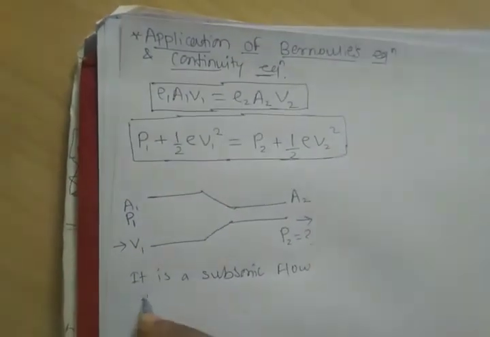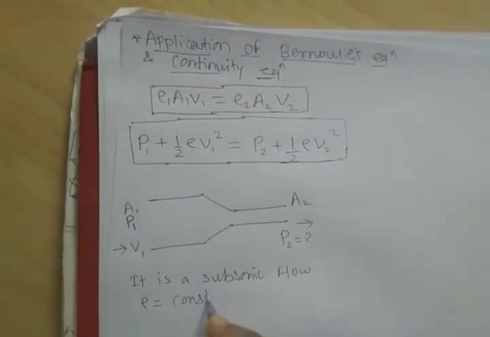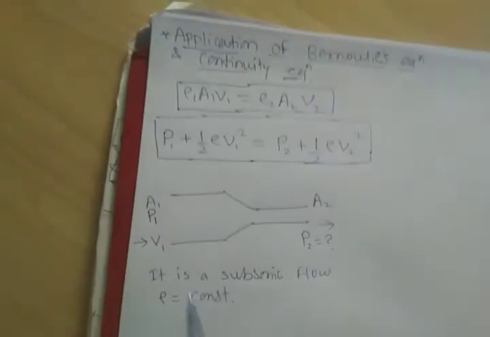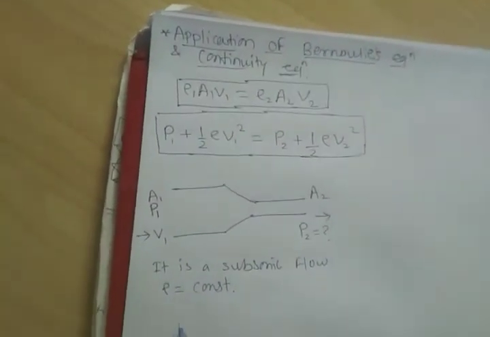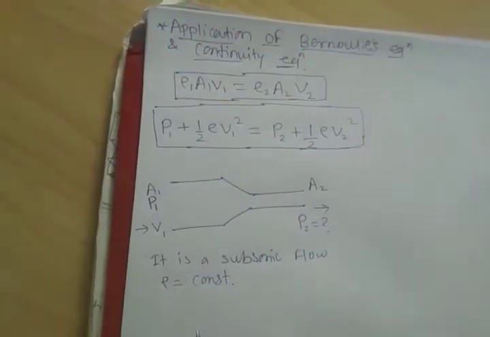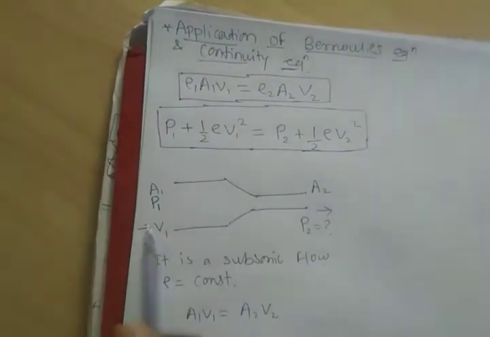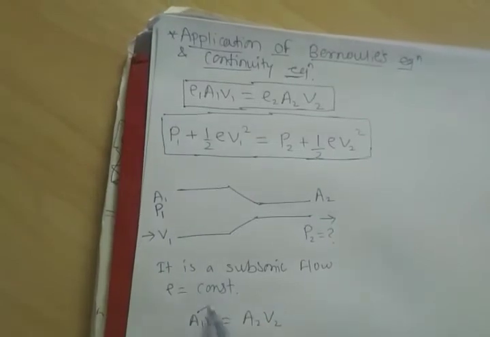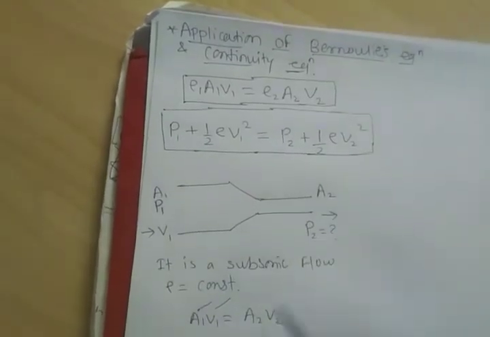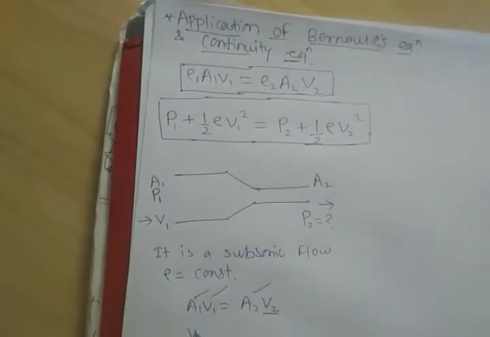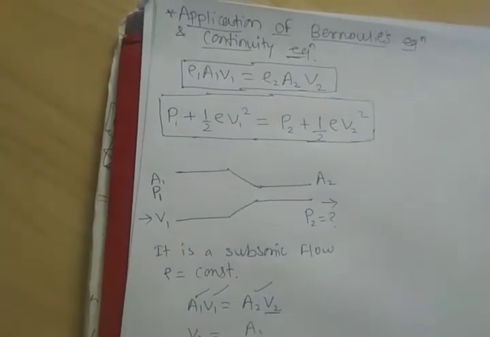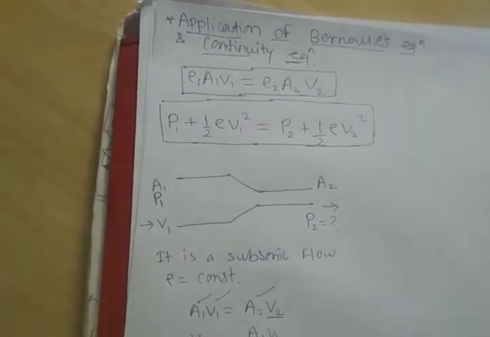Which means rho will be constant. So let's say we know the density here. Now by applying the continuity equation, as rho is constant, we can say A1 V1 equal to A2 V2. As I said, we know the A1, we know the V1, and we know the A2. We can find V2 from here. So V2 will be equal to A1 V1 by A2.